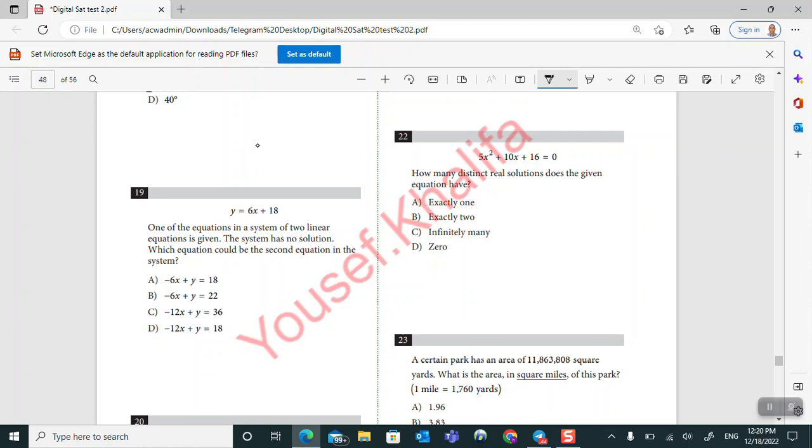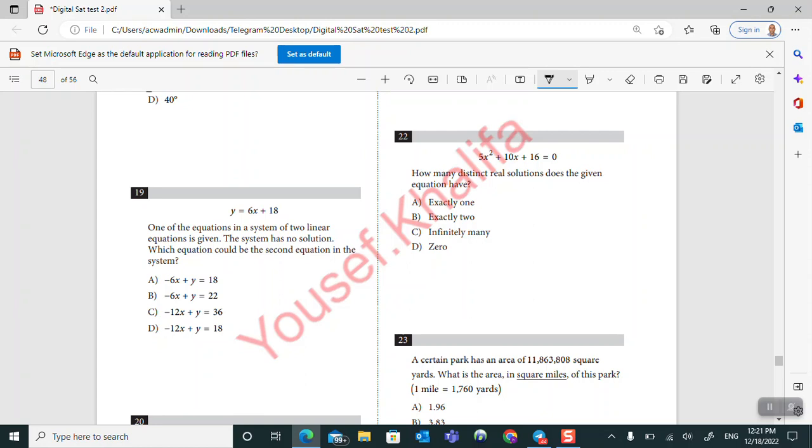One of the equations in the system of two linear equations is given. The system has no solution. Which equation could be the second equation in the system? So when we have such a thing and the system has no solution, all you have to do is find an equation which has the same slope and a different y-intercept, because when you have the same slope and a different y-intercept, you will have two parallel lines which will never intersect with each other.